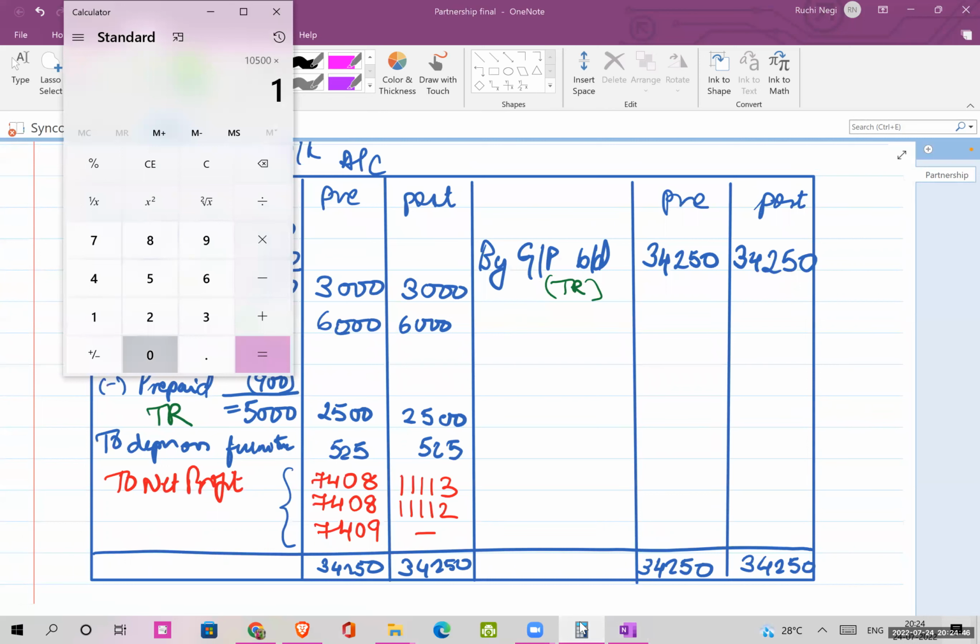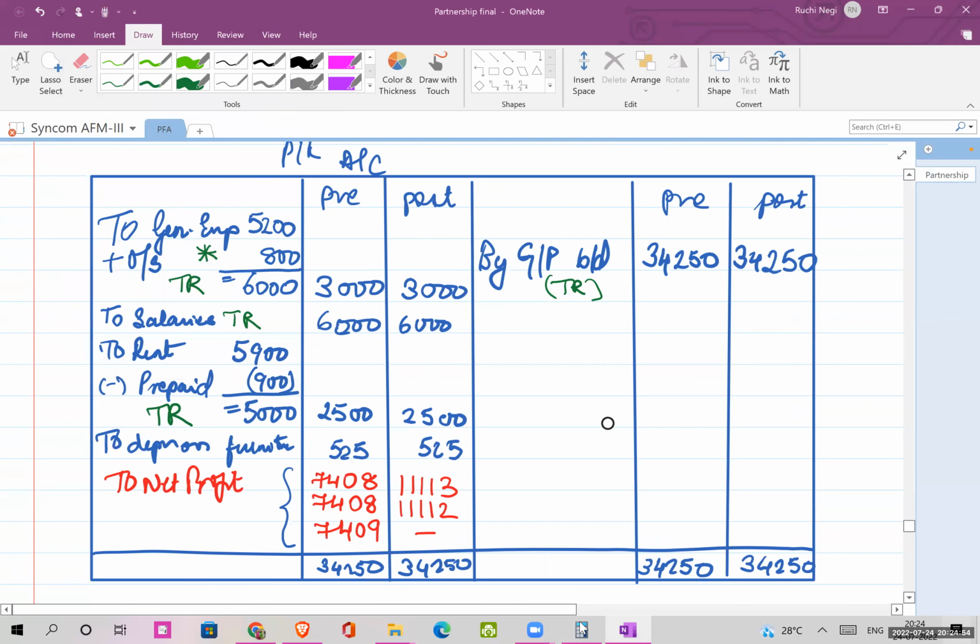10,500 ka 10%. There's how much? 1050, and it will be distributed in time ratio 1:1. So equal distribution. So 525 and 525. Okay. तो ये prepaid का भी second effect आएगा balance sheet asset में. Okay. Depreciation on furniture will be seen there, and I'm dividing it in time ratio. Okay. So don't forget these concepts. Just make a note of it.